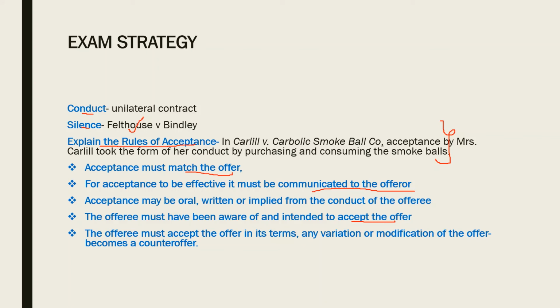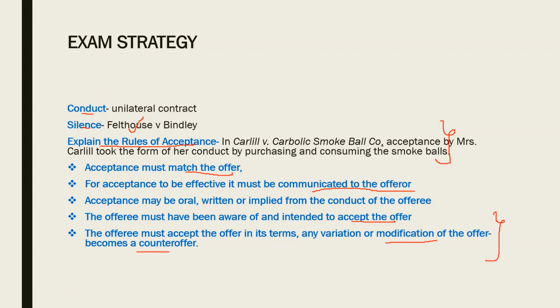But in this case, based on these rules, acceptance must match the offer, meaning that assuming that minor responded, she had the intention now to buy that phone at 90,000, just like the way Omondi had suggested, then in that case that intention must be clear, that minor accepts to take the iPhone 11. The other thing we need to appreciate is that the offeree must accept the offer in its terms, and any variations or modifications become a counter offer.